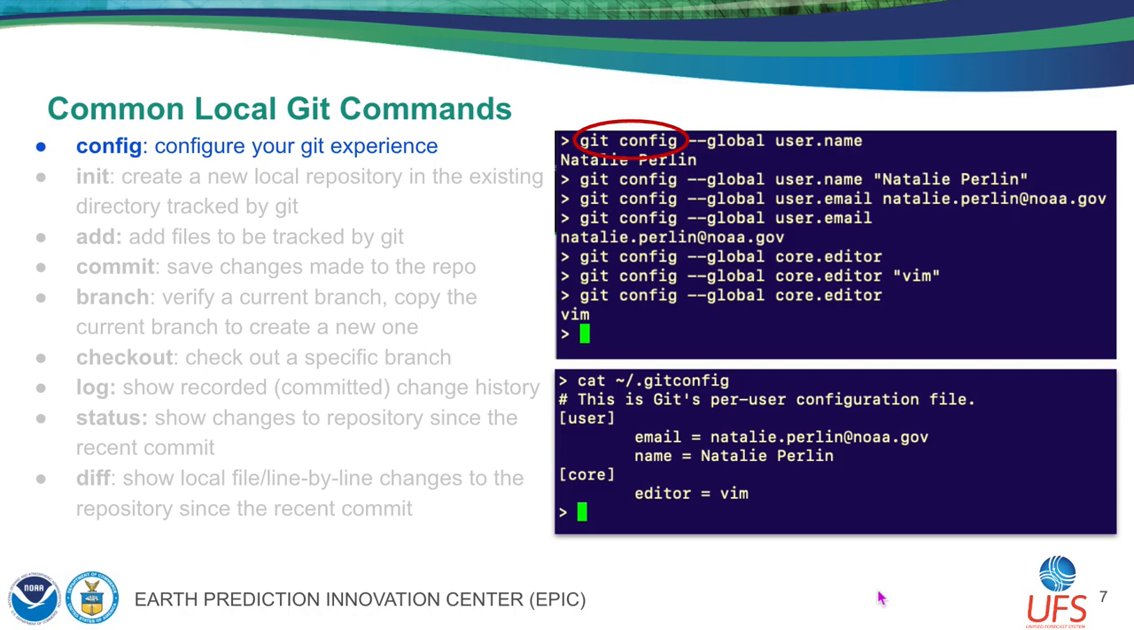So here is something that we'll be using terminal for. We're going to follow along and use it on terminal and issue the same commands to have a similar experience. In my case, I have already some configuration set up. If I issue git config --global user.name, it will show me that I'm registered as Natalie Perlin.